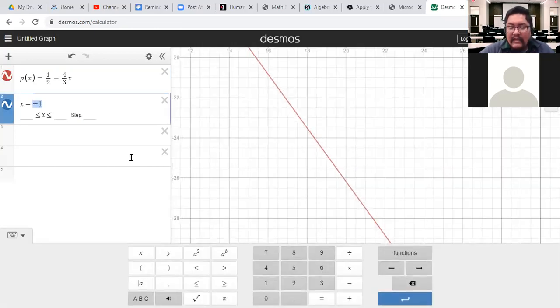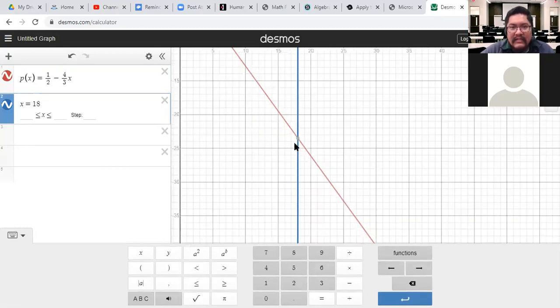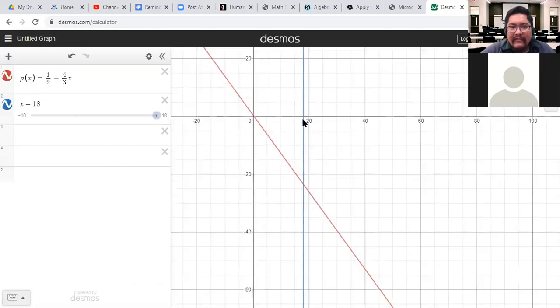Now, the last one that we asked was, what if X was 18? Which I just plugged in. So right here, I have a vertical line at 18, right? So 18 is the X value. And if I go down here, the Y value would be negative 23.5. And that's actually what we got. We got negative 23.5. And this will work with pretty much any of the functions that we worked on.